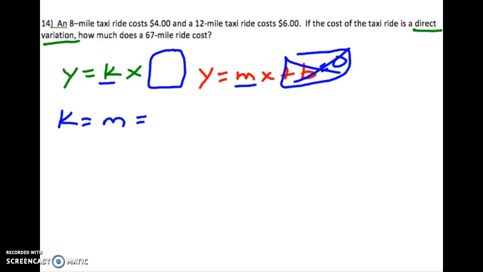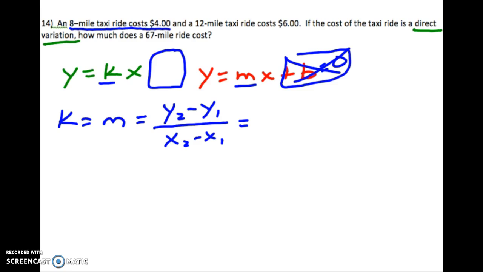Now, from a formula standpoint, to find the rise, we do y sub 2 minus y sub 1. To find the run, we do x sub 2 minus x sub 1. Now you may be sitting there going, oh wait a minute, I don't see any points. This is where the problem comes in handy.